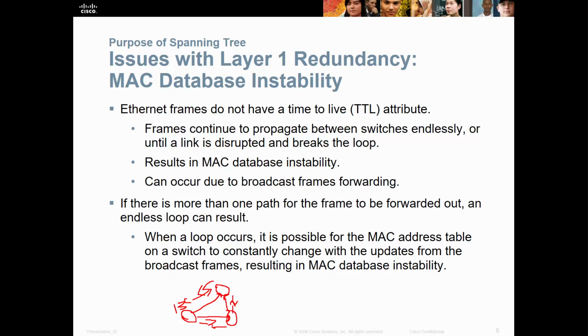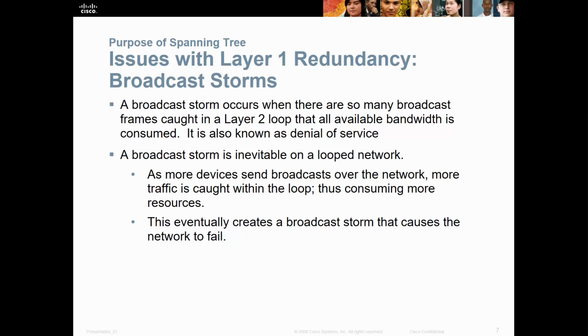And this in turn consumes more and more resources, because they're having to process more and more broadcast frames that were originally sent from one switch. What we're talking about is called a broadcast storm. That's when there are so many broadcast frames caught in a layer 2 loop that all available bandwidth is consumed. It's normally known as a type of denial of service, not a distributed denial of service, because we're not really distributing that load to attack something. It's more of, sadly, an error.